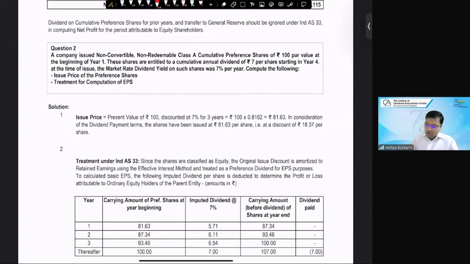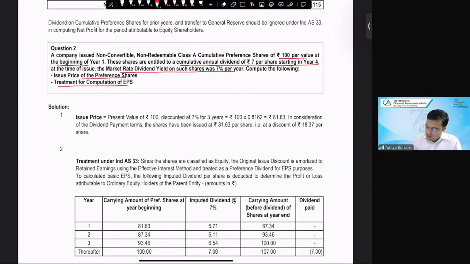A company issued non-convertible redeemable Class A cumulative preference shares of rupees 100 par value at the beginning of year 1. These shares are entitled to a cumulative annual dividend of 7 per share starting in year 4. At the time of issue, the market rate dividend yield on such shares was 7% per year. Compute the following: issue price of the preference shares and treatment for computation of EPS.